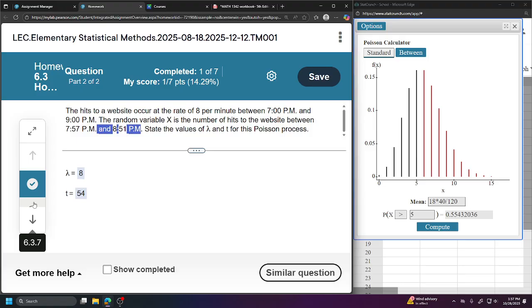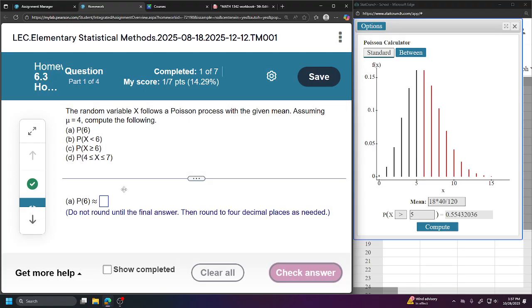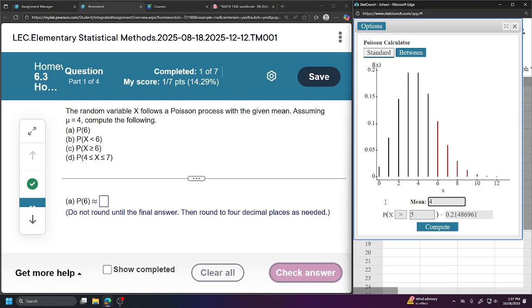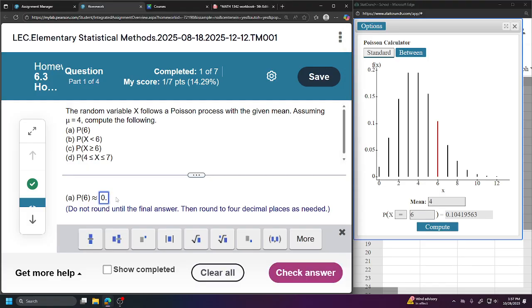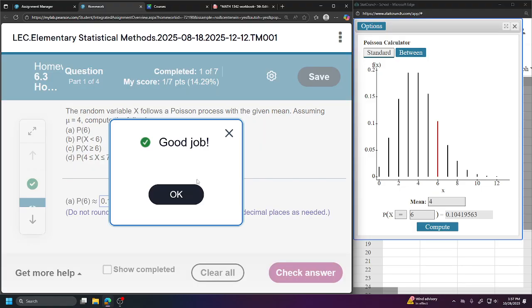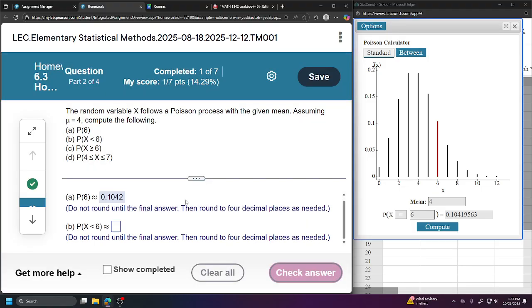Cool? I'm going to keep cruising in, okay? It says, what's the probability of all this stuff? Well, this is literally a copy paste into StatCrunch. And so it says just 6 equals 6. And we start putting in these numbers. Very straightforward. Less than 6.